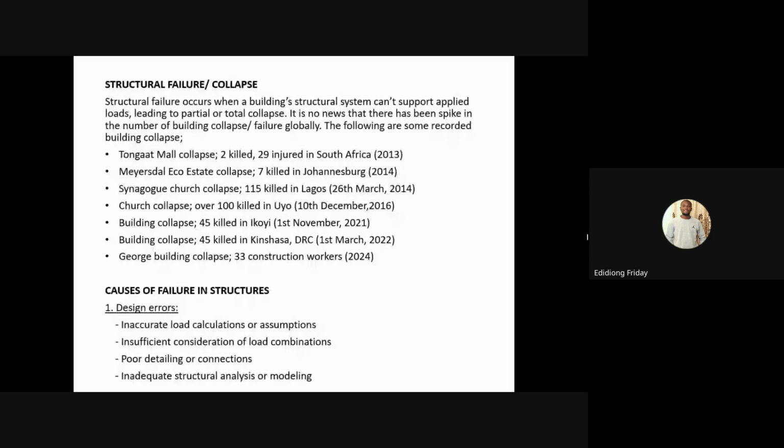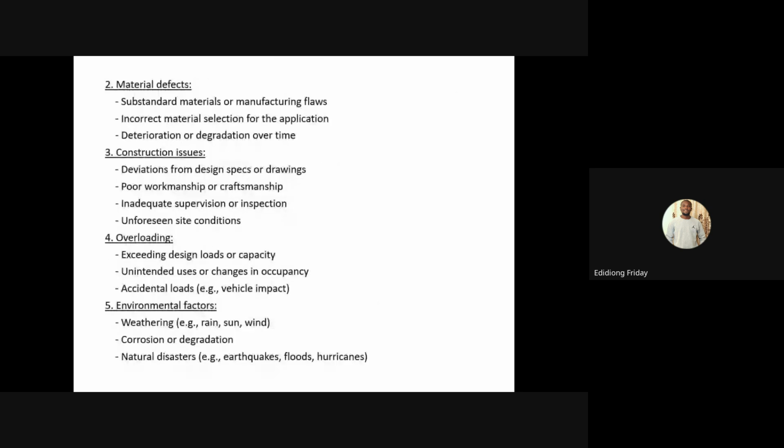Okay, so we are going ahead. The next cause of failure is material defects.